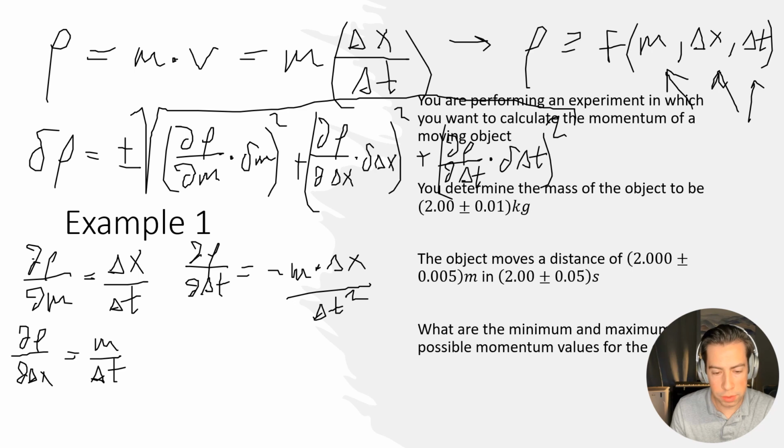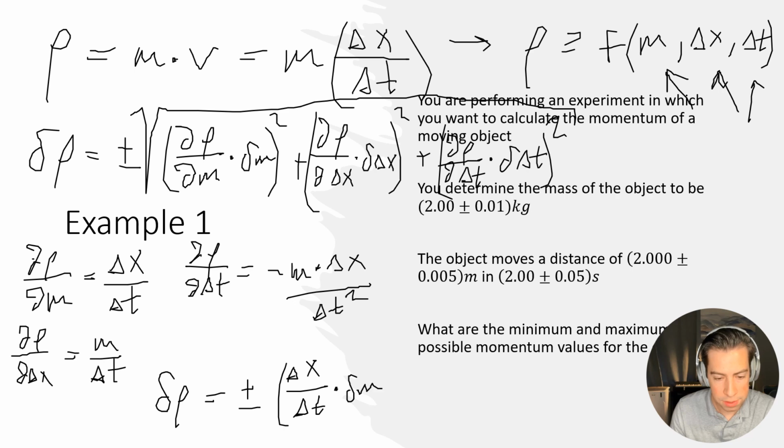So what I want to do here is plug it into the formula, okay? So I will write it out here. I will have delta x over delta t multiplied by the uncertainty in my mass measurement, squared. And then I will add that to, let's see here.